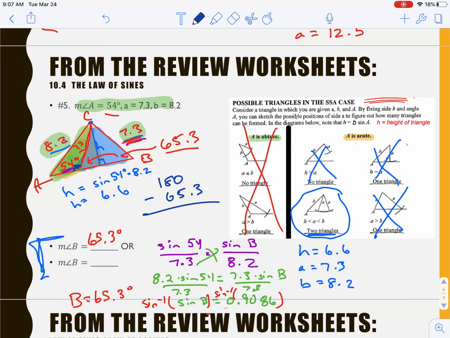So, what is that? 180 minus 65.3. 114.7. So the other option for that angle is 114.7 degrees. Those are my two options for angle B. Okay, and you don't need to go through the whole isosceles triangle analysis, but if you forget and you're stumped, how do I find the second one? Use that to jog your memory, or you can just say 180 minus the angle that you found is going to be equal to the other possibility for the angle.